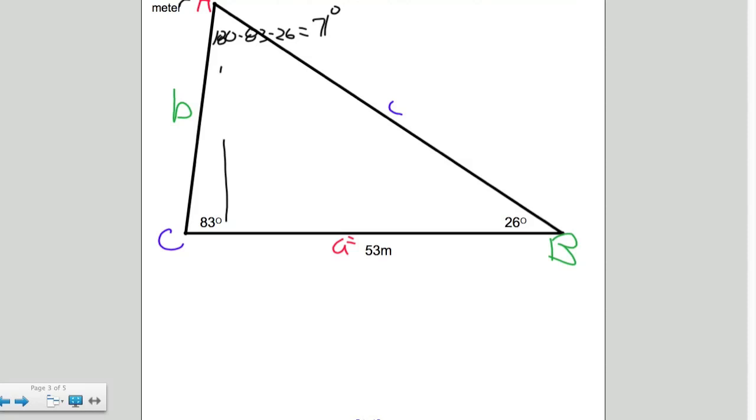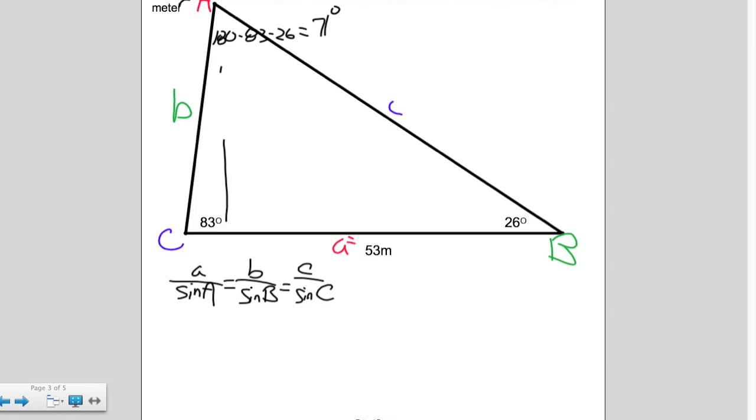So what's our sine law? Sine A over sine of big A is equal to B over sine of big B is equal to C over sine of big C. Good. And we just go and plug in our numbers.